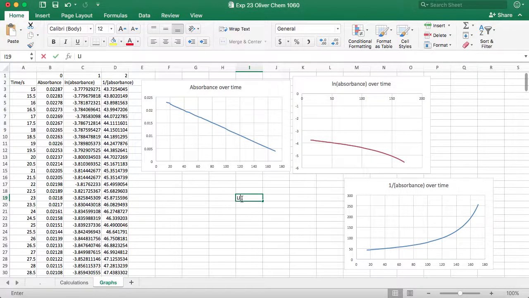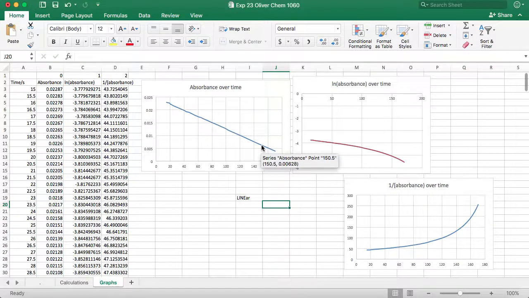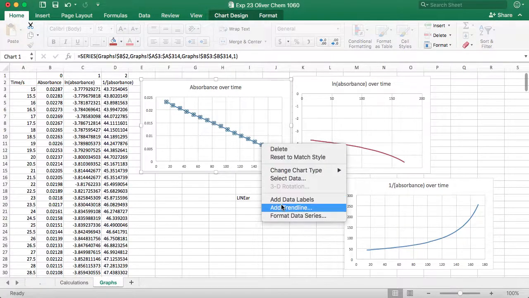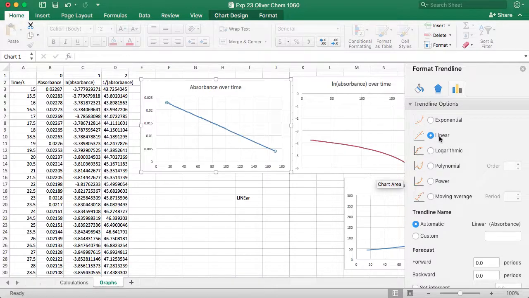Which one of these looks the most linear? Linear being spelled L-I-N-E-A-R. Which one looks most like a straight line? Obviously this one. So to prove that, add a trend line. You want it to be linear because we're trying to prove that it's linear.